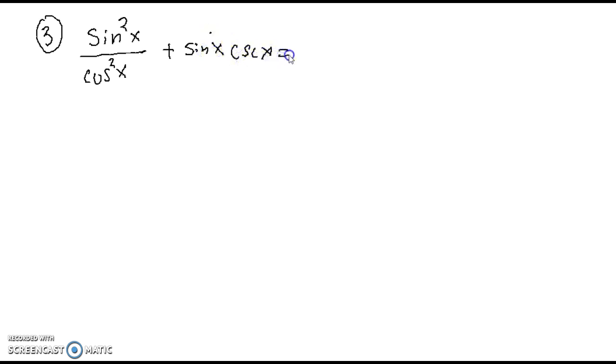There are a lot of strategies that we can use, right? We can try to simplify complex fractions, we can factor. So I want you to try example 3 on your own. So sine squared x all over cosine squared x plus sine x cosecant of x is equal to the secant squared x.